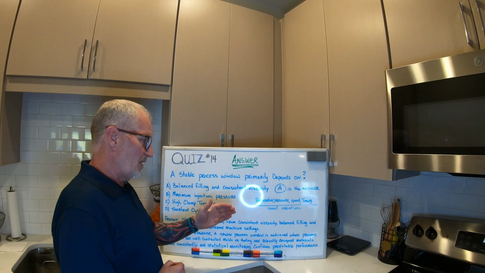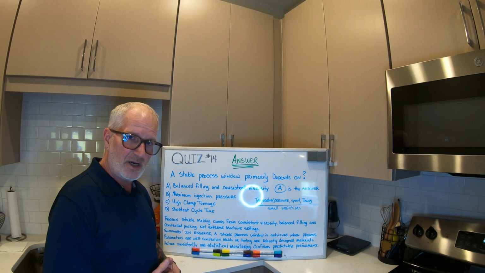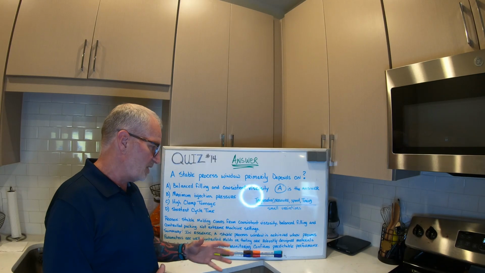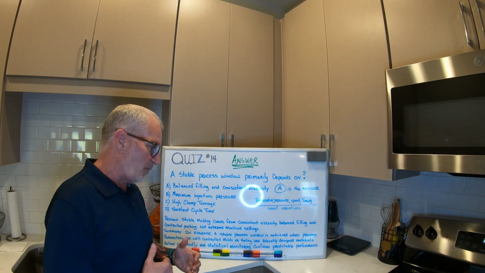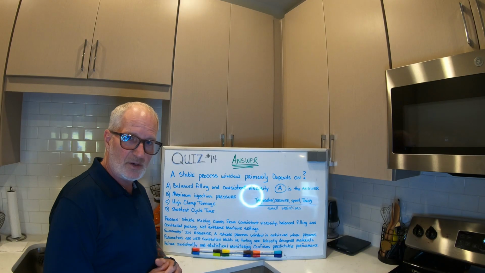Look into that, because you do a lot of different studies whenever you set your process window up. You're doing a gate freeze study, a dynamic check ring study, all these different studies, and a capability study. You're doing all these things to get to your process window. So think about that the next time you process.